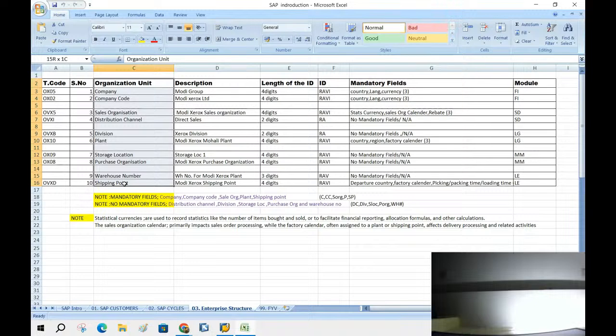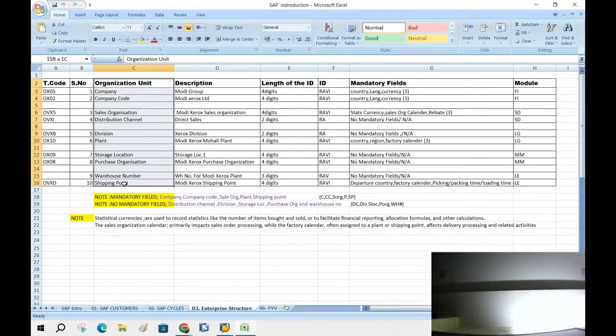Now, what is this company, company code, up to shipping point? What are these organization units? How does the structure of any company look? Let's try to understand in layman terms. You will have a corporate group. Under the corporate group, you have got subsidiary companies. Under the subsidiary company, you have got the heads of the departments. You have got the head of the sales department, head of the production department, head of the purchase department, and so on, head of the human resource department.